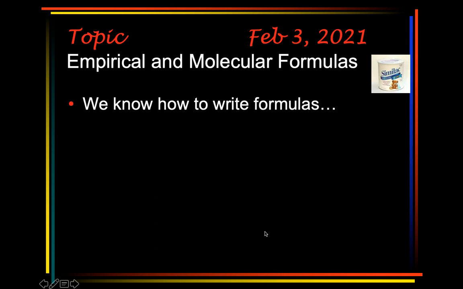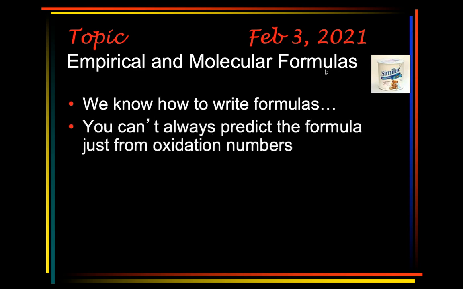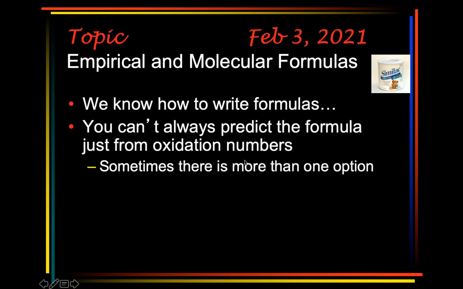So you might be thinking, well, wait a second, we already know how to write formulas. You look at the name and you write the formula. Well, of course, that only works if you're given the name. And then also, you might know what the elements are, but you might not know their oxidation numbers, or there might not be oxidation numbers, right? Because sometimes there could be more than one option.